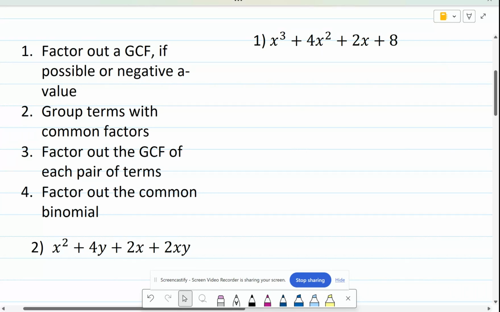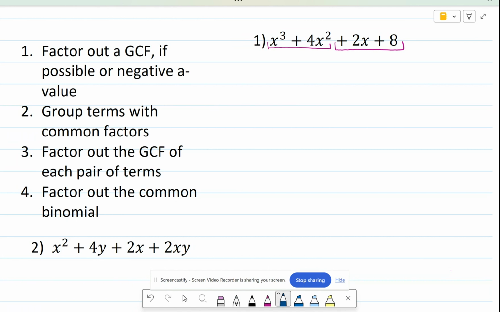So the first thing we're going to do is pull out a GCF, if possible, or a negative a value. Here, we do not have either a GCF or a negative a value, so for now, we can just skip that step. The next thing we're going to do is group terms with common factors. If you look at these first 2 terms, they have a common factor of x squared. And then if we look at our next 2 terms, and I am purposefully including the plus sign, we'll talk about that as we go, then these next 2 terms have a GCF as well of 2. So we're going to group those 2 terms. For these first couple problems, I do want you to draw those little kind of brackets so you can really visualize your 2 different groups that we're talking about.